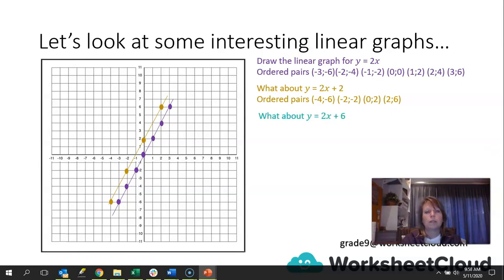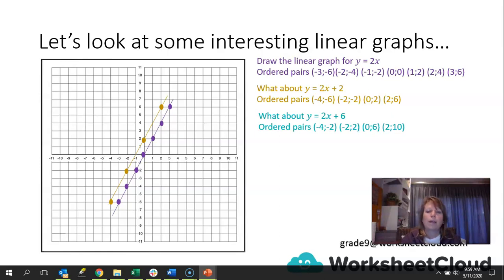y is equal to 2x plus 6. Okay, it's got a different y-intercept, but the gradient is the same. Can you see for each one the gradient is 2? So I'm sure you can imagine there are ordered pairs. We're going to just presume that this is going to be parallel to these other two lines, but let's just work it out, and draw it, and then we can compare.